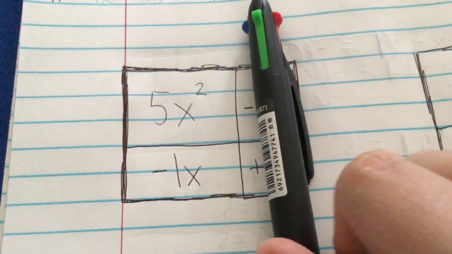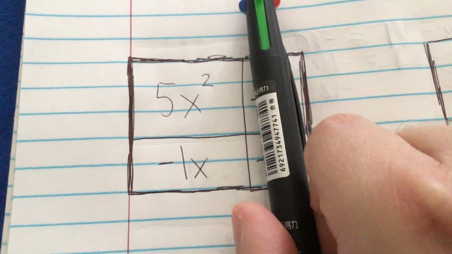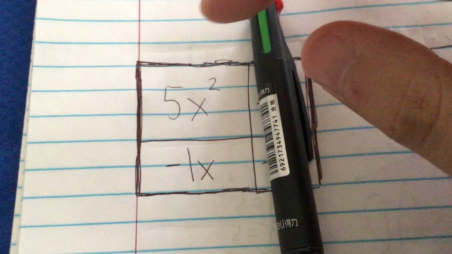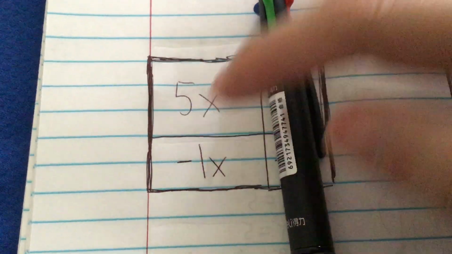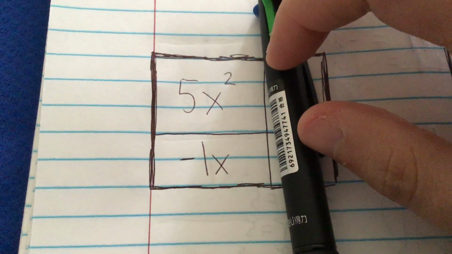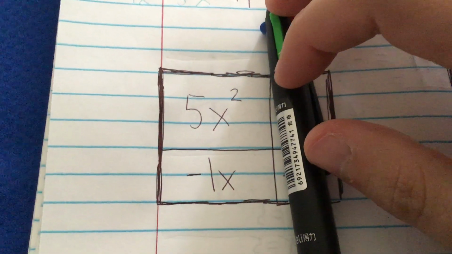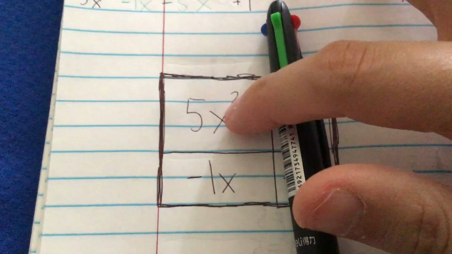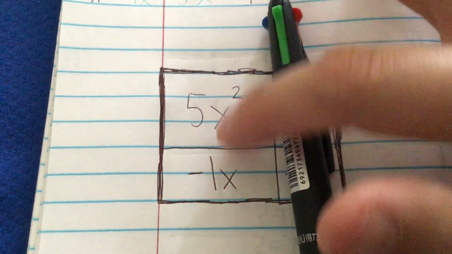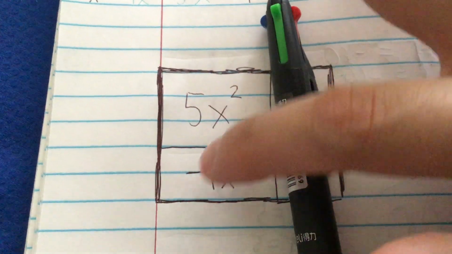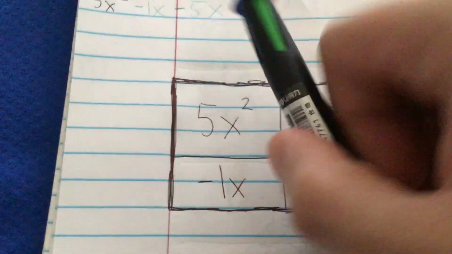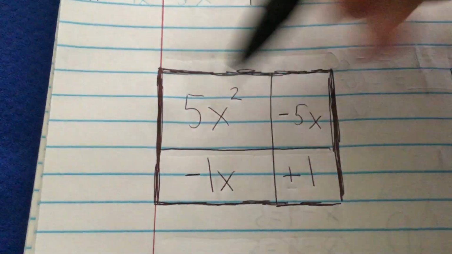Okay, now I'm going to cover a column. What can I factor out of 5 and 1? Well, just 1, so that's not really helpful. However, I can factor out something from x squared and x. So the greatest common factor of 5x squared and negative 1x, I'm going to factor out an x.